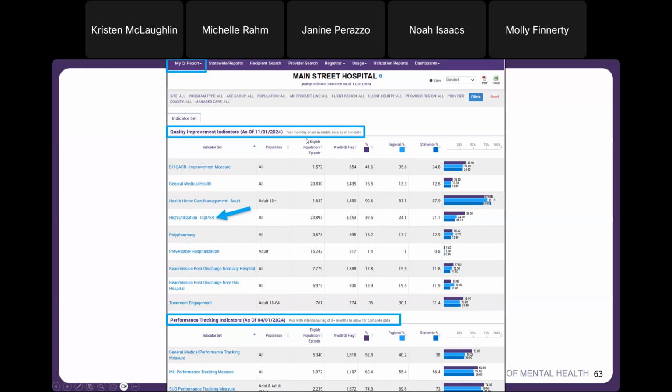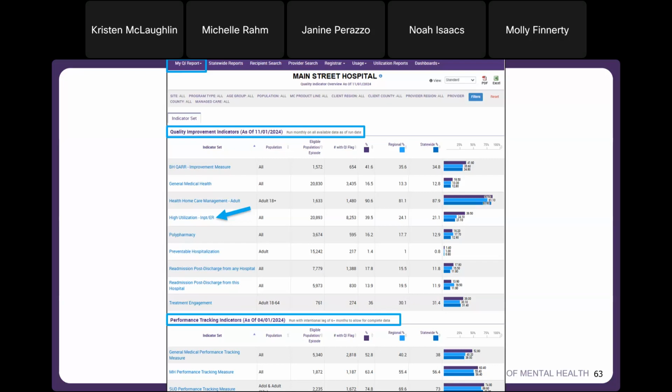12/1/2024. However, as we mentioned before, DOH runs their measures with an intentional lag of 6 or more months to allow for complete data because, as we know, the billing information can sometimes have lags, right? So that's something to keep in mind when you're looking at the MyQI report, a little bit of the difference between the as of time frame. So that's always good to keep in mind.